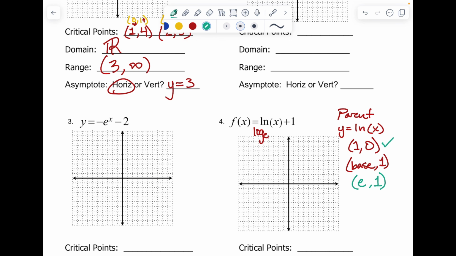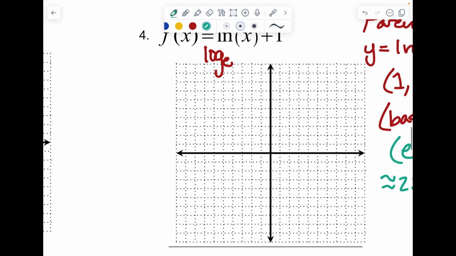Now, e is going to be something that you're going to have to approximate. It's, remember, about 2.718, and it goes on. But 2.7 gives us a nice little number to estimate on. So our critical points of our parent graph would be 1, 0, and e, which is about 2.7, so close to 3, 1. And now we only have one transformation.